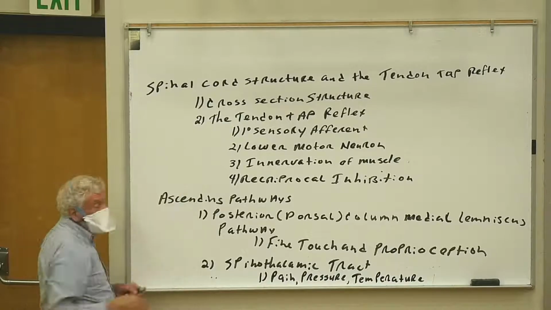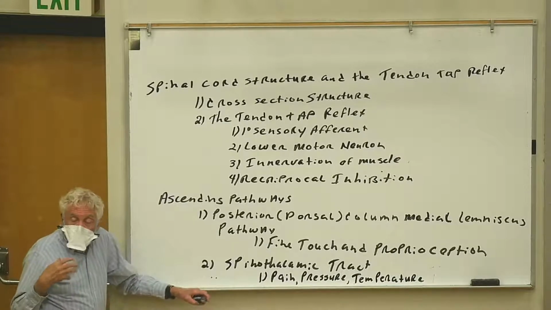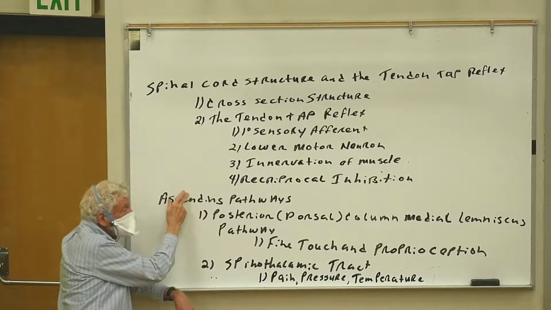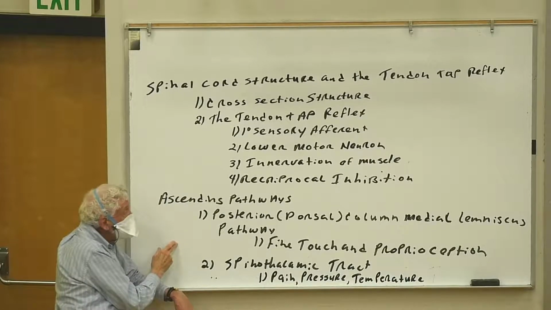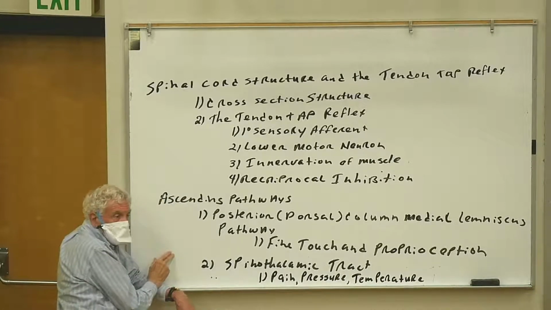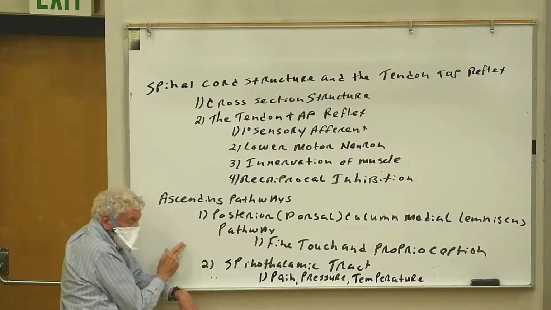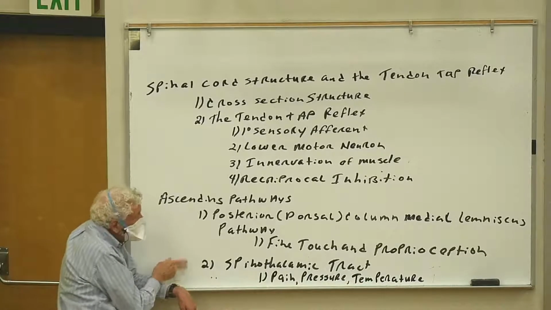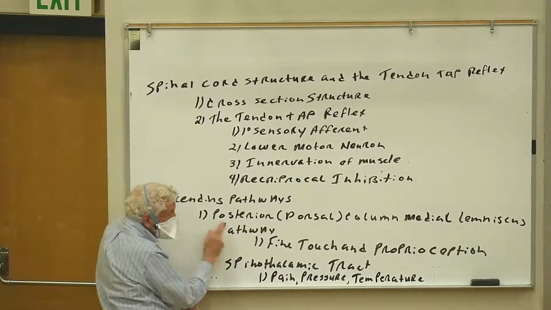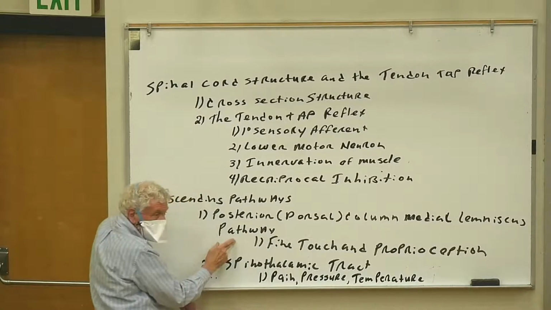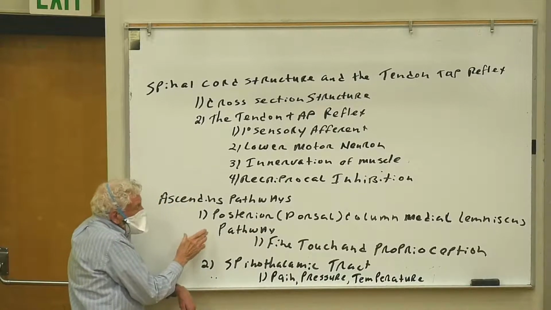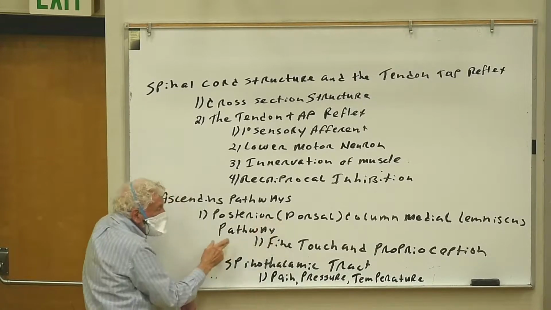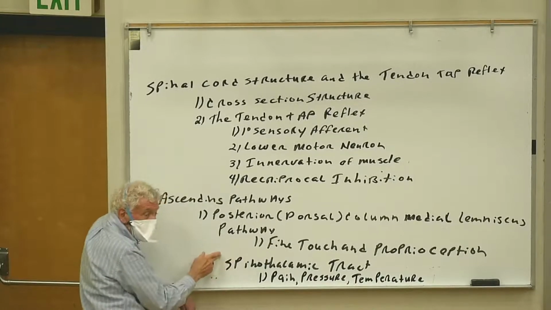This gives us some idea of circuits and how reflexes work in the spinal cord. But we're going to then carry that on to deliver this information, particularly about fine touch and proprioception, to the central nervous system. To deliver that information from the peripheral nervous system to the central nervous system, we have two major pathways. The first pathway is called the posterior or dorsal column medial lemniscal pathway.